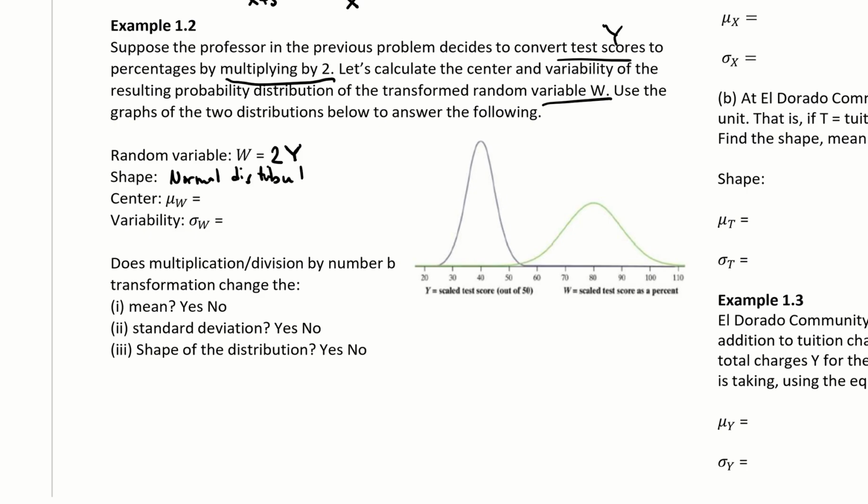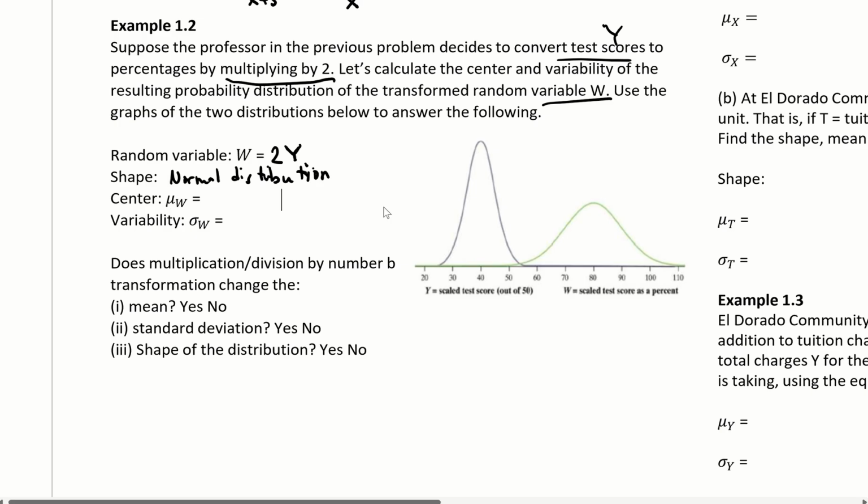So it appears that multiplication does not affect the shape. So multiplication or division do not change the shape. Still remains a normal distribution. Now, there's a caveat to that, but in general, it doesn't change the shape. If you put a negative, then of course that could change the shape. But if we're just talking about strictly positive numbers, you don't change the shape.